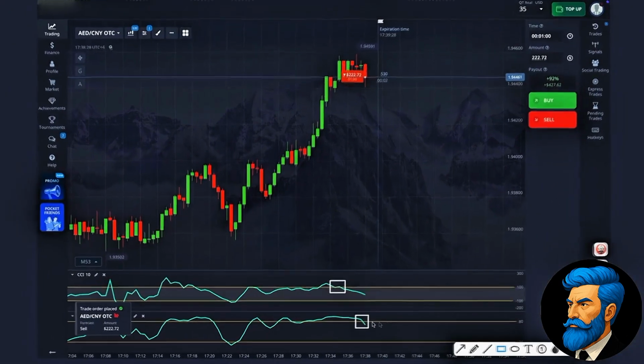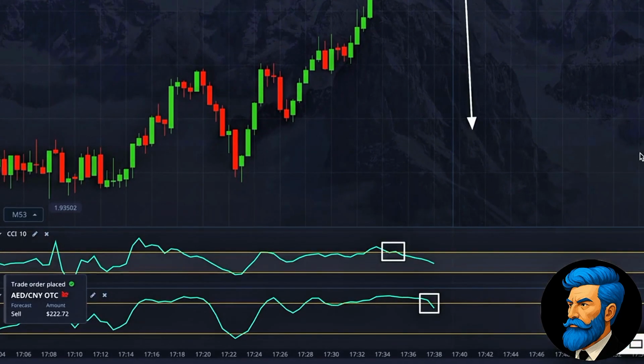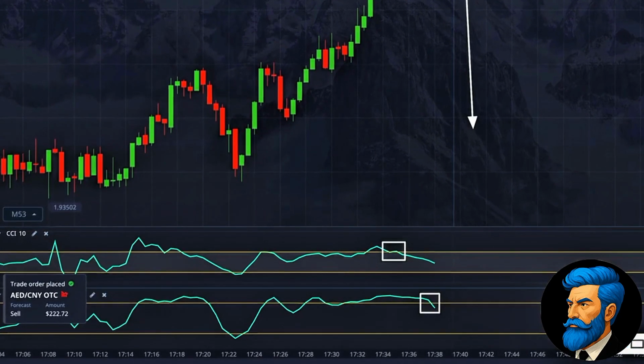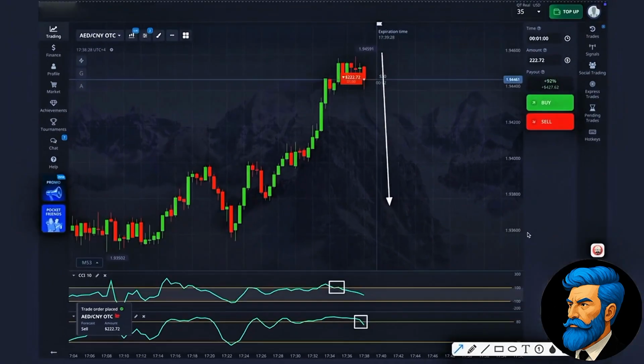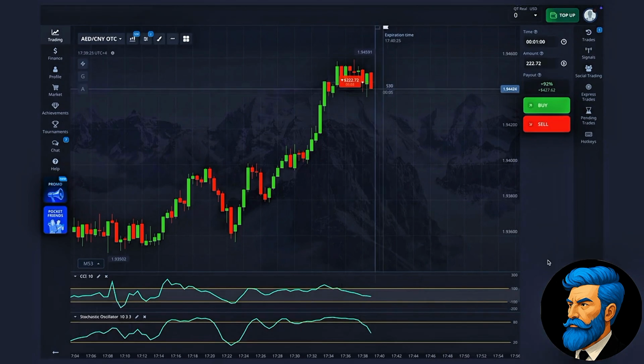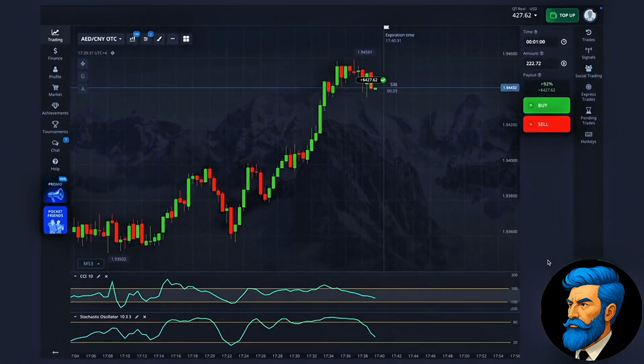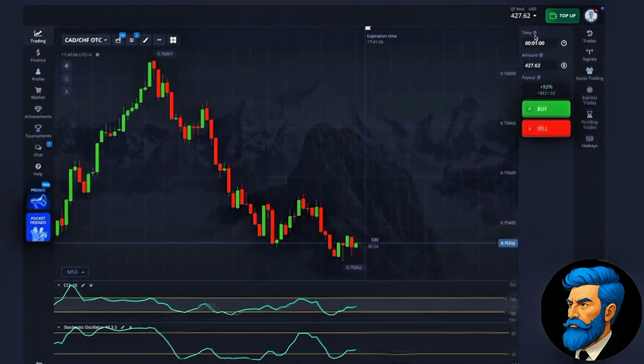And stochastic at the bottom shows almost the same thing. It was also at the top in the upper bound zone, and it's already reversing downward. And since this is a fast stochastic without the D line, it instantly senses when the price stops rising. So the upward impulse has ended, and the trade brings me $427 to the account. Very well, let's continue. The next entry point is no less interesting.